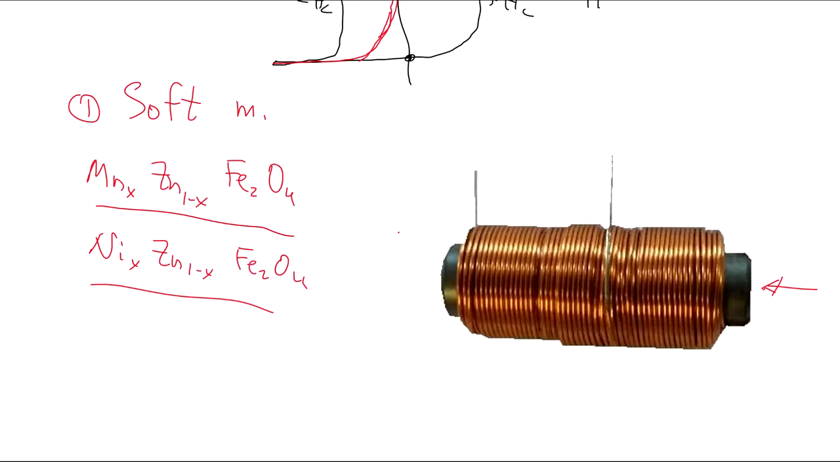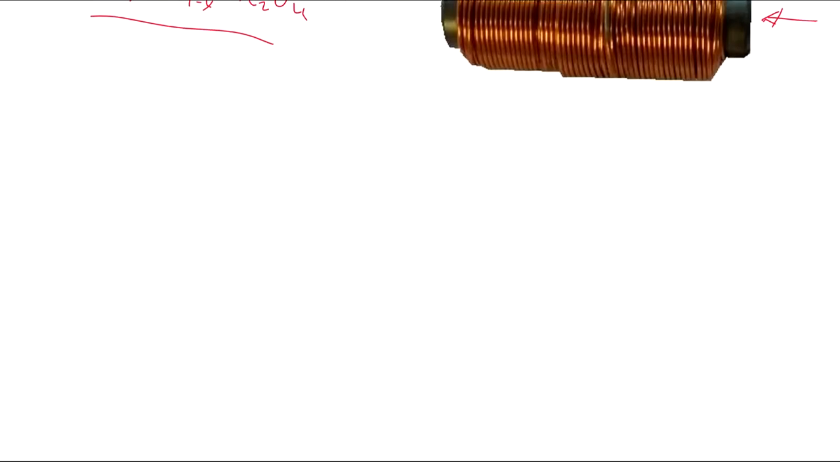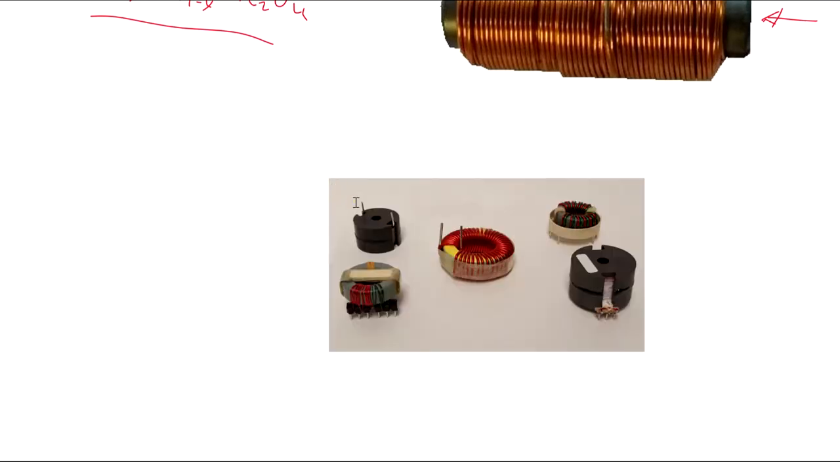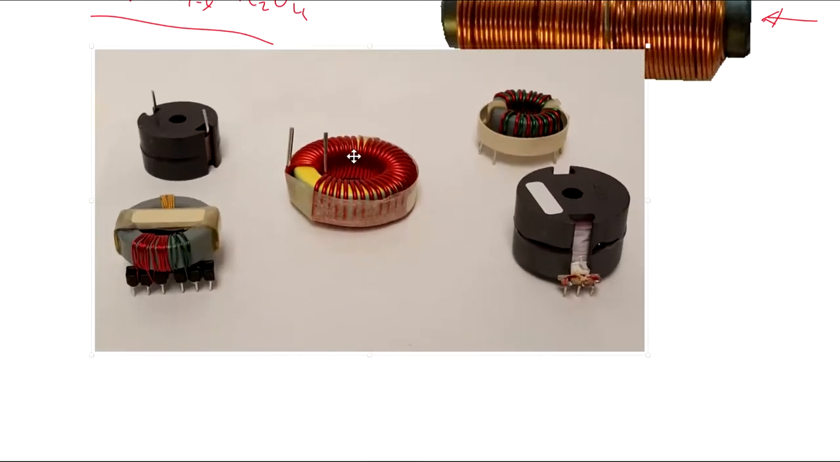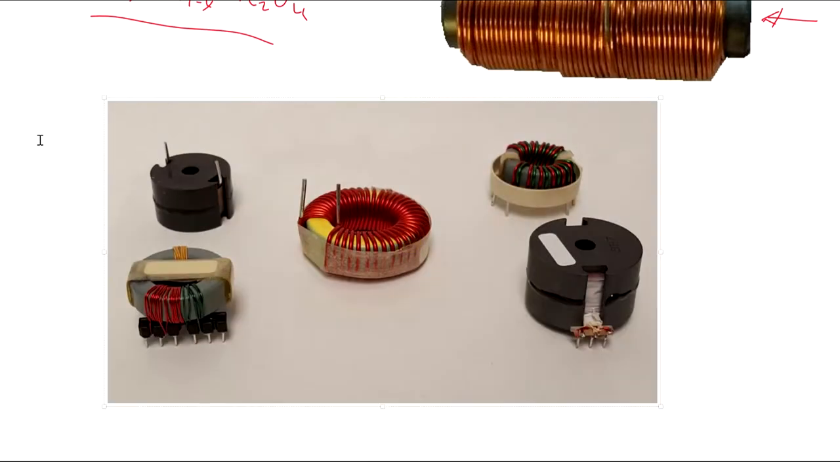And the beauty of these is that, in contrast to iron, these materials are very good at high frequencies, so you can use them for high frequency electronic applications. If I scroll down, I will show you a couple of other applications. Inductors can be found in many different shapes. And this is the beauty of using this ferrite.